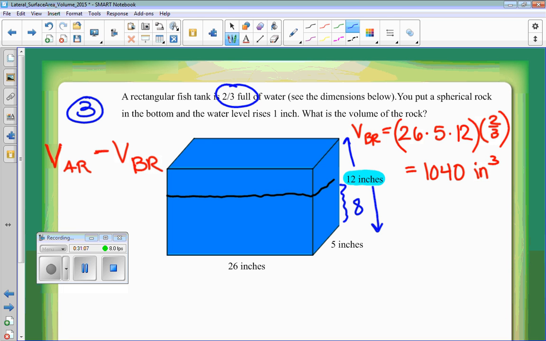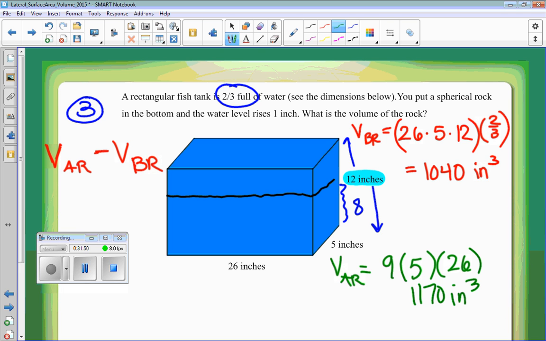Is that better? Okay. It now tells me that after I put the rock in, it's raised 1 inch. So now how high is it? Now it's 9 inches high. Are we okay now? Okay. So now we're going to find the volume after the rock, and that's going to be 9 inches times 5 inches times 26 inches. So 9 times 5 times 26 is 1,170 cubic inches.